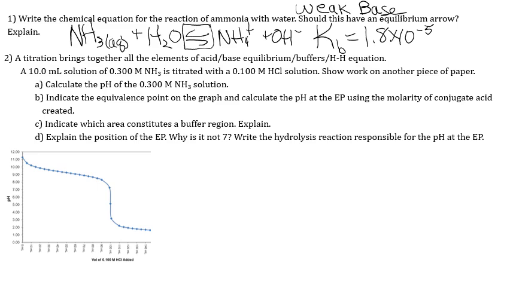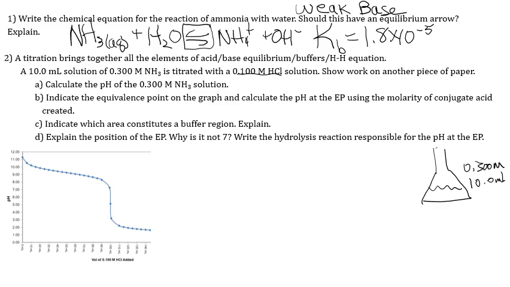So we have a titration. The titration was bringing together all these different concepts. So we had our 10 milliliters of 0.3 molar ammonia titrated with a 0.1 molar hydrochloric acid solution. And then I said calculate the pH of the 0.3 molar NH3 solution. So this was the bucket or the Erlenmeyer flask, however you want to look at it. And there was 10 mL in there, and it was 0.300 molar ammonia.